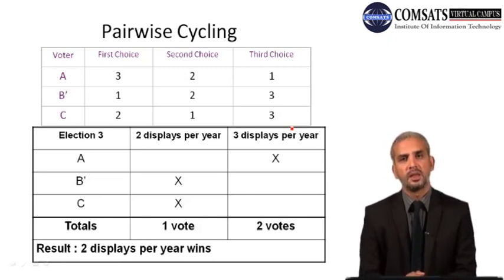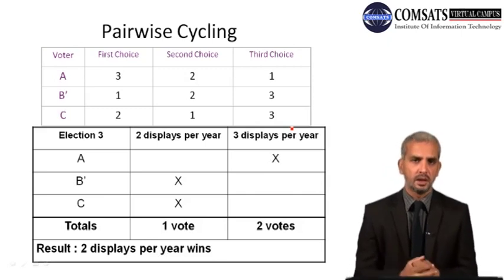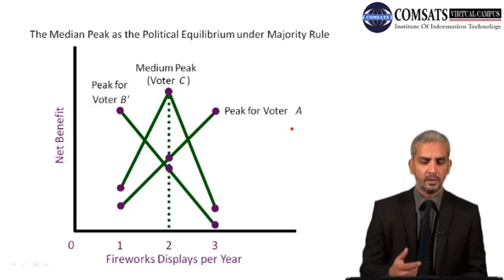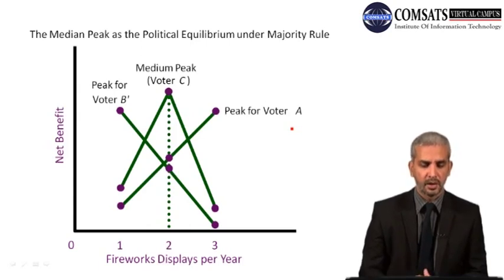Individual A would be choosing three displays per year, that is his first choice. Now two displays per year wins. Now you see, just by eliminating the multiple peaked scenario, we came up to a location where two firework displays were selected based on the majority rule.